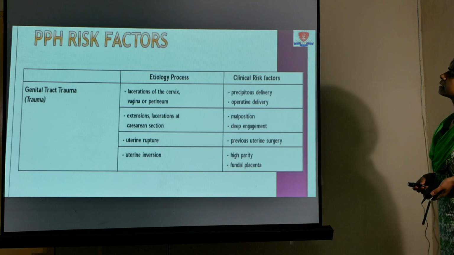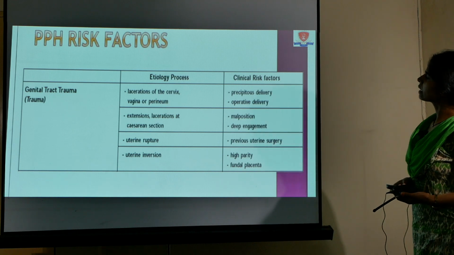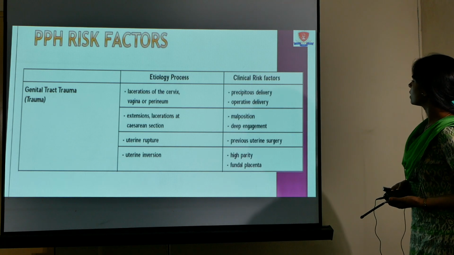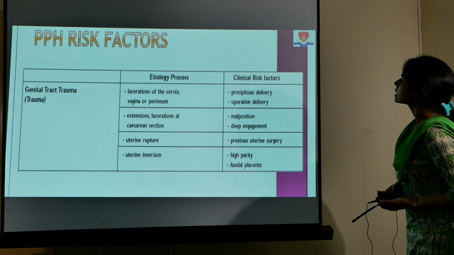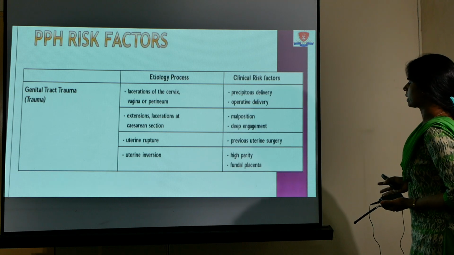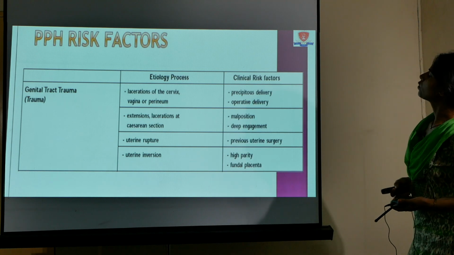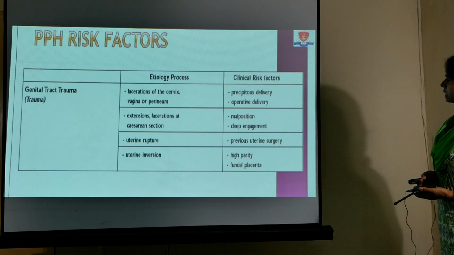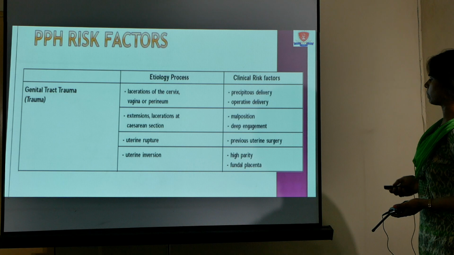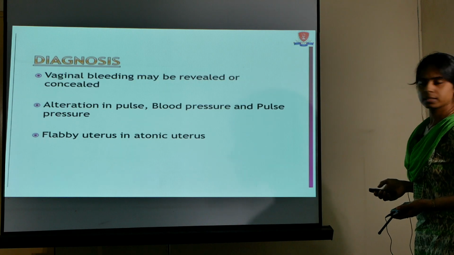Trauma: genital trauma occurs as laceration of the cervix, vagina and perineum, which occurs in precipitous delivery and operative deliveries, and extension and laceration at cesarean section, which occurs in malposition and deep engagement of the head. Uterine rupture occurs with previous uterine surgeries, and uterine inversion also occurs in high parity, multiparity and fundal placentas.